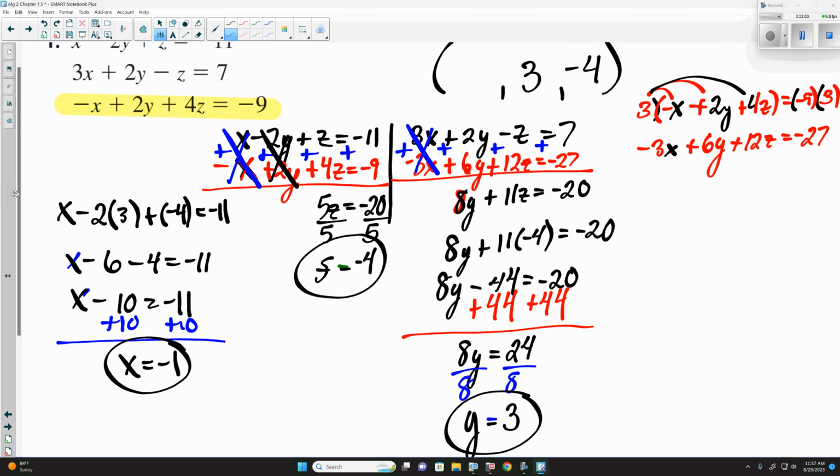Which means our solution for this is the point (-1, 3, -4). It is the point where they intersect, the solution for this system. Questions on any of this? Are we ready for the next one?